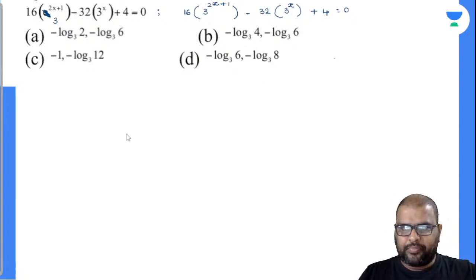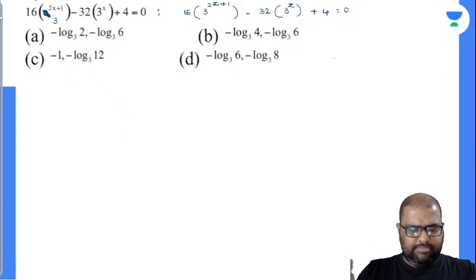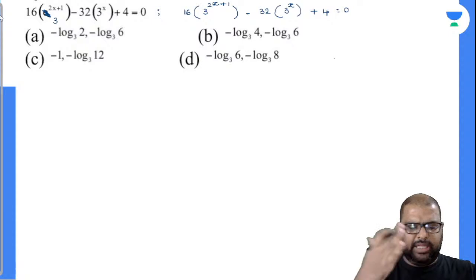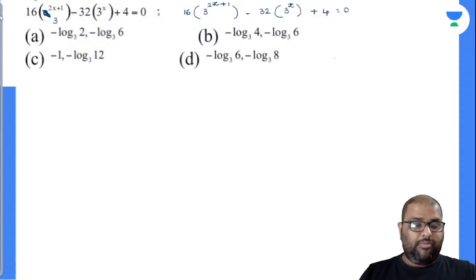Now, automatically by looking at this, you can easily say this is a quadratic equation. There will be two roots for you. And what are those two roots that you have to find out there?